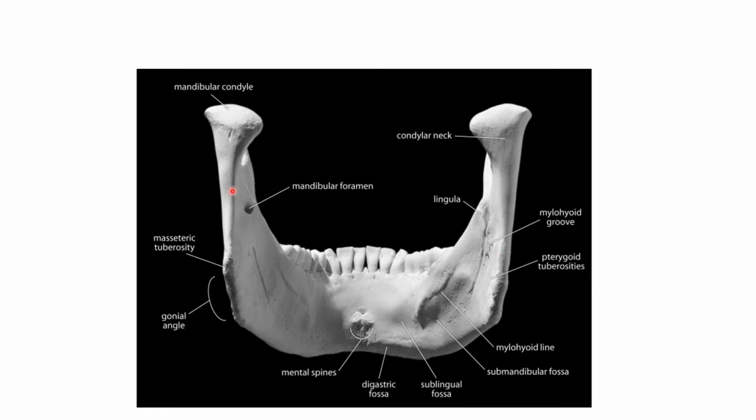Here is the mandible, picture of the mandible. Here are a few important bony landmarks we must know. Number one, the most important, is the mylohyoid line. It gives attachment to the mylohyoid muscle, and here you can see a fossa called the submandibular fossa.